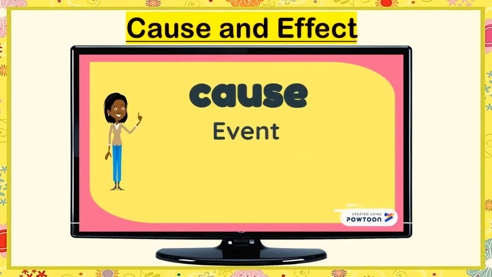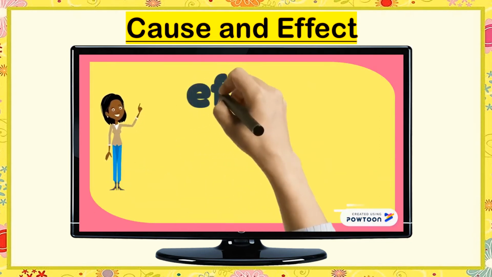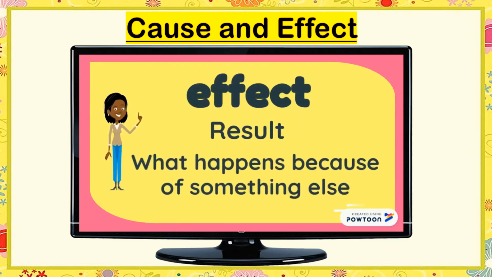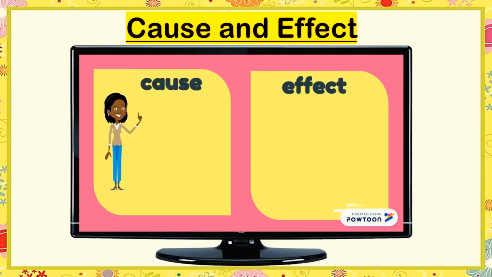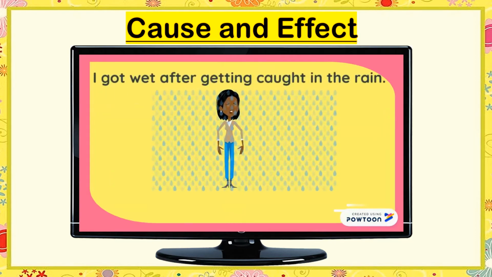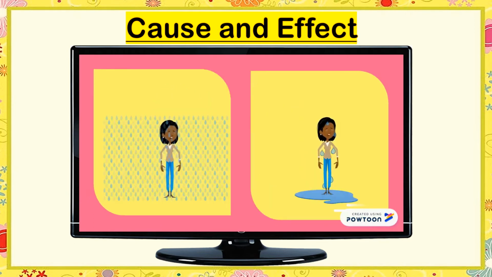The cause is the event. It is why something happens. The effect is the result. It's what happens because of something else. This means the cause will come first, and the effect will happen second. For example, I got wet after getting caught in the rain. In this sentence, the rain came down first, which was the cause, and I got wet as a result, and that is the effect.